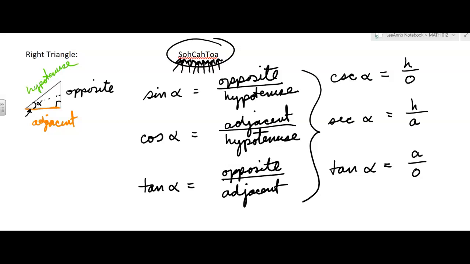Okay, so that is the right triangle approach. And the great thing is, if you know the sides of your triangle, then you can figure out the trigonometric values. Or if you know the angle and you're trying to figure out sides, you can do that. So we'll use this right triangle approach to do some other things.